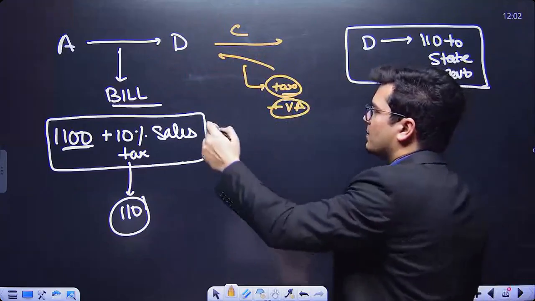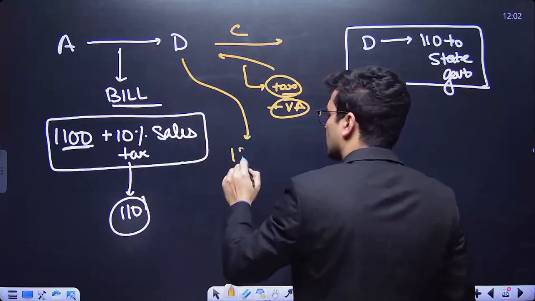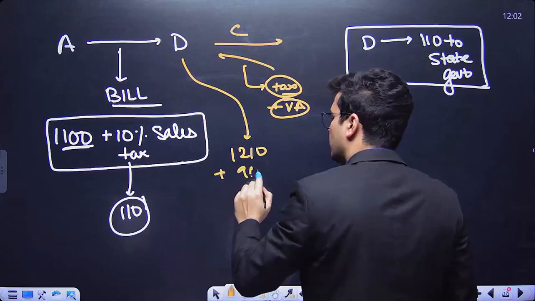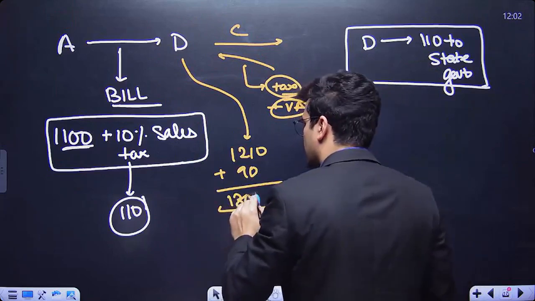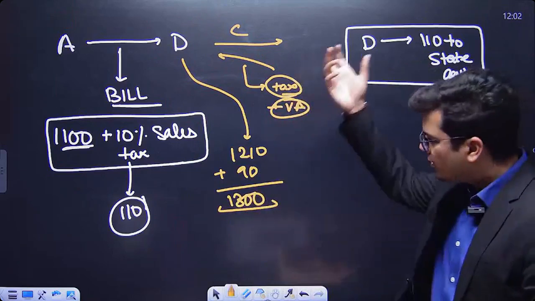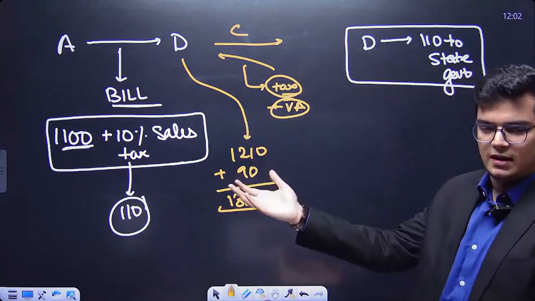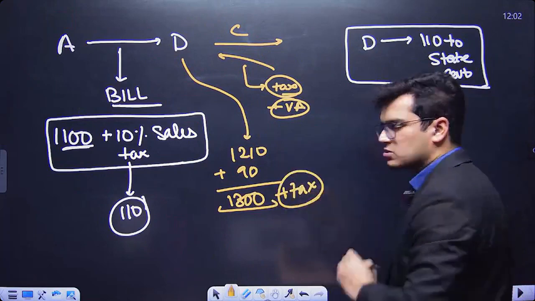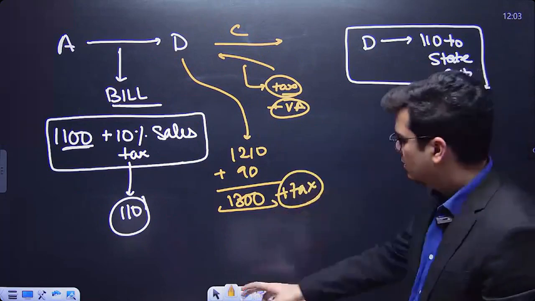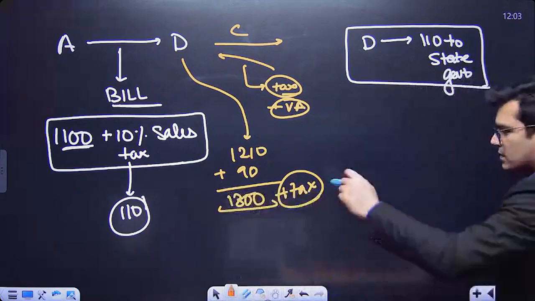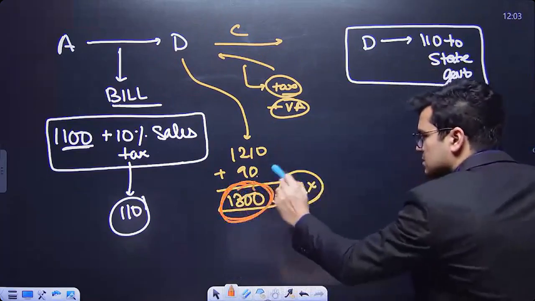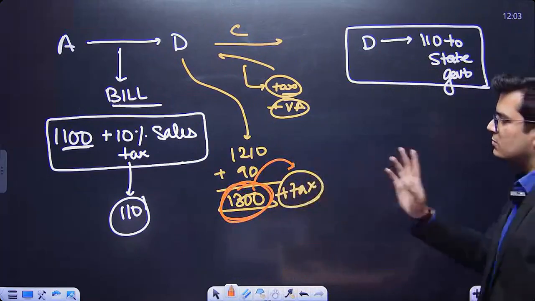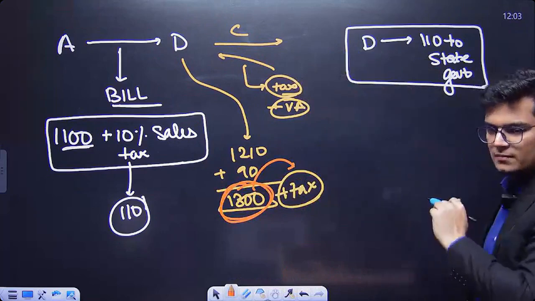So he had paid 1210 rupees. He has value added 90 rupees. So he will say 1300. And now whatever bill he makes, जैसे भी वो बिल बनाएंगे, वो लिखेंगे 1300 plus tax. ऐसा ही कुछ लिखेंगे, right? Now on this bill, on this 1300, state government will say that distributor has taken a bill of 1300.